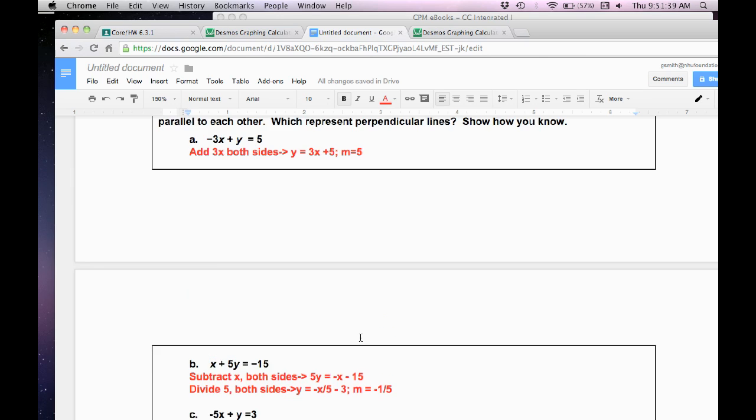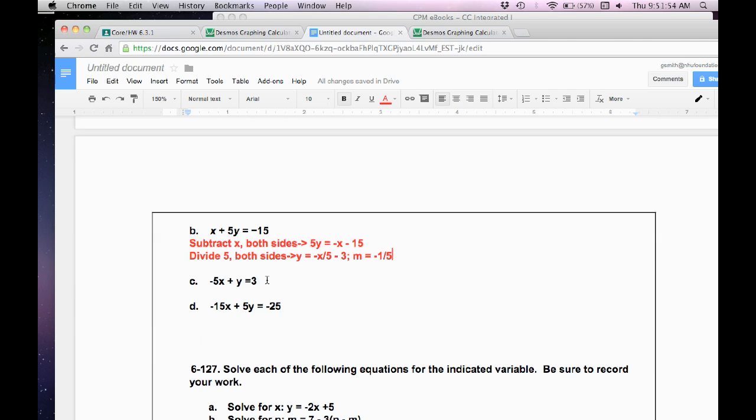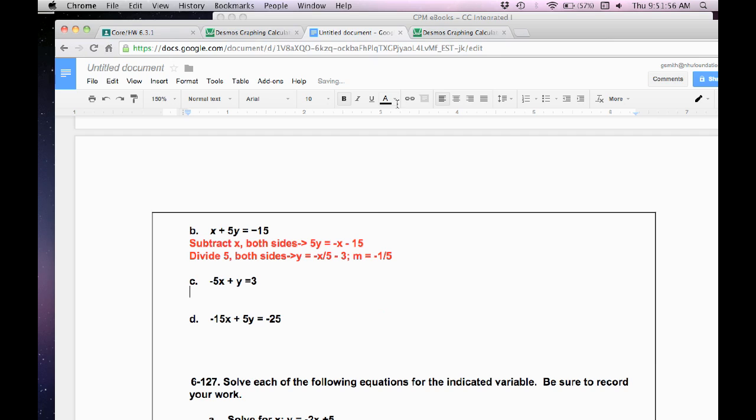All right, so does that have anything to do with this one? Ooh, this is 5, this is negative 1 over 5. So these are opposite reciprocals, because the reciprocal of 5 is 1/5, and it's negative. So A and B, if they're negative reciprocals, they will be perpendicular.